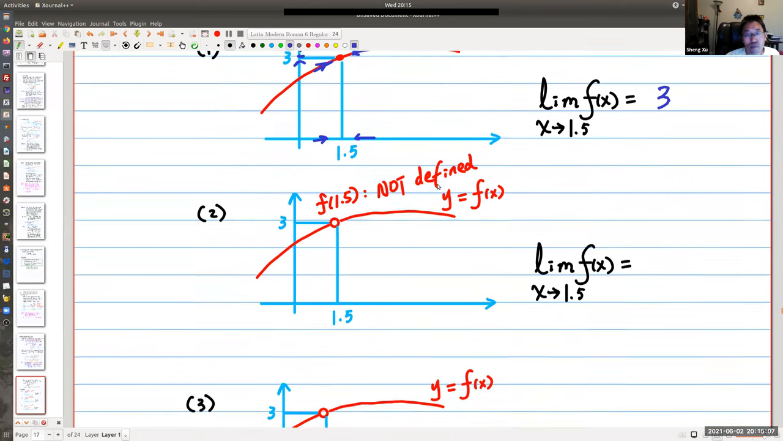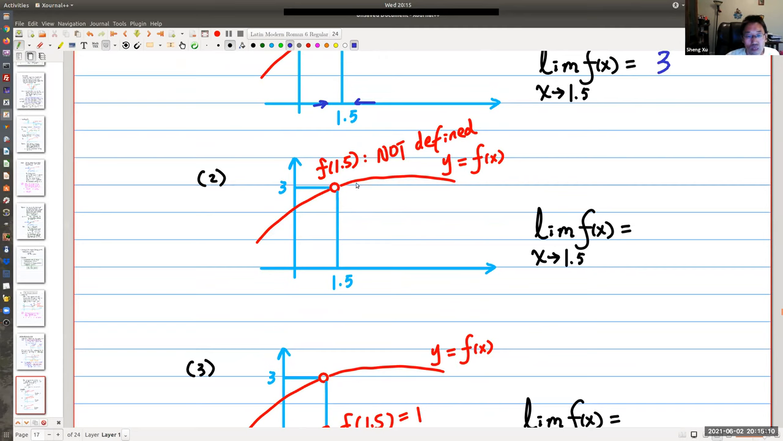Now, how about this case? This is my f of x. Now, f at 1.5 is not defined. We have a hole here. What's the limit of f of x as x approaches 1.5? Anyone? Is it still 3? Still 3, thank you. Yes, as I said, we don't care about what's going on at 1.5. We just care what's going on near 1.5. Does that make sense to you? So that's the limit process, the concept of a limit. As you approach this hole, as you clearly see, the function value is getting closer and closer to this 3 here. So the limit is still 3.